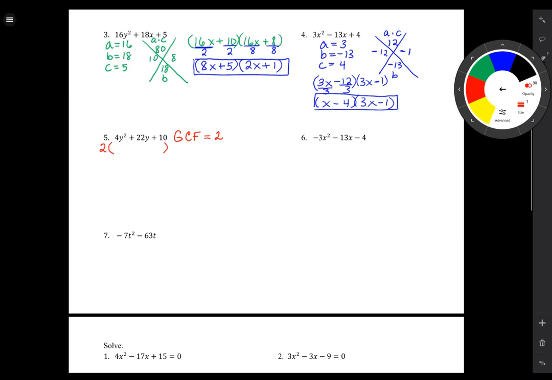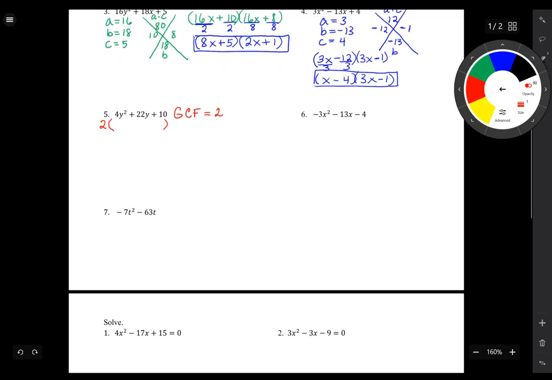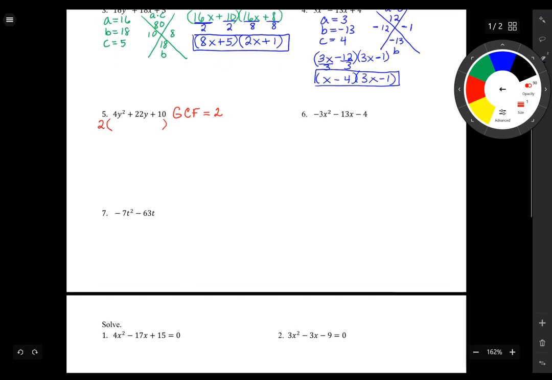So then what goes inside the parentheses? Remember, factoring is just backwards, like multiplication. So now it's multiplication backwards. So 2 times 2y squared gives me 4y squared. 2 times 11y gives me that 22y. And 2 times 5 gives me 10. So that's what you do.